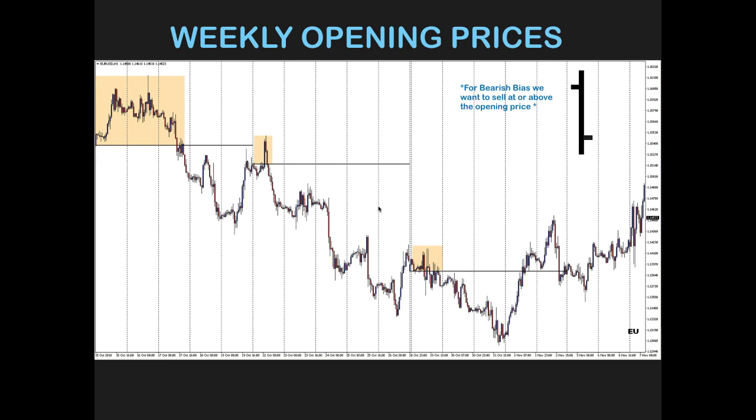So you're going to look for the conditions where the prices line up and the bias lines up, and then you're going to be looking for your setups at or above the opening price in the weekly.